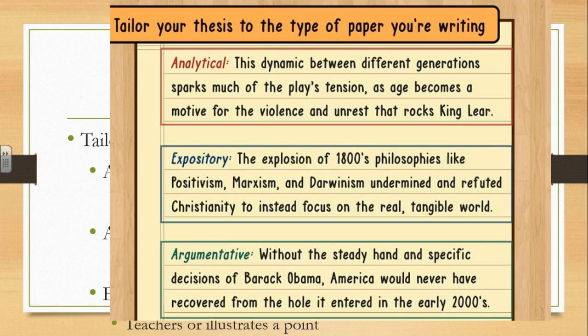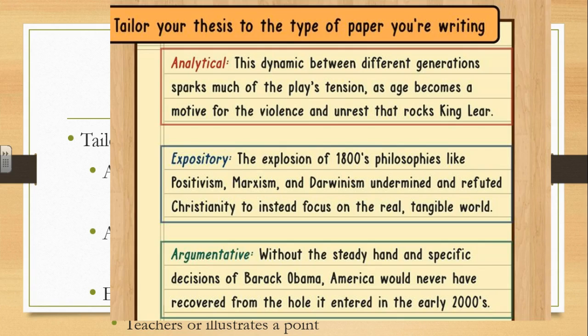An analytical example would be this: the dynamic between different generations sparks much of the play's tension as age becomes a motive for the violence and unrest that rocks King Lear. Okay, an expository one right here: the explosion of 1800s philosophies like positivism, Marxism, and Darwinism undermined and refuted Christianity to instead focus on the real, tangible world. So right there, you're kind of explaining what's going on.